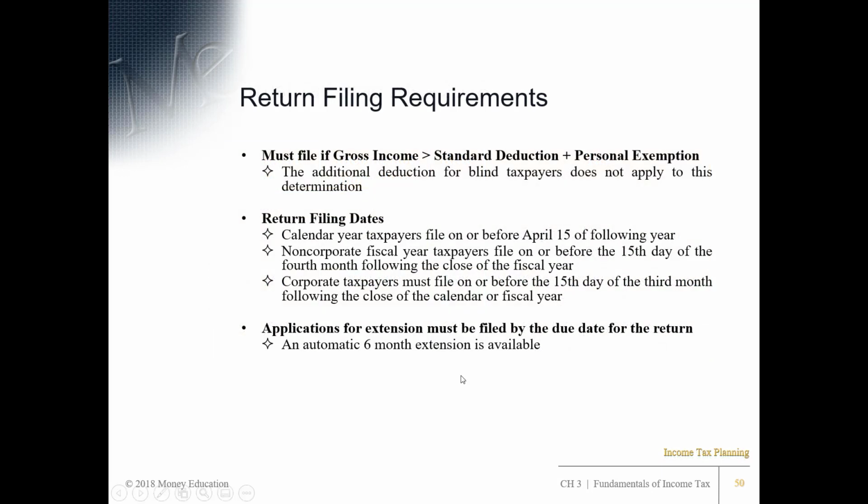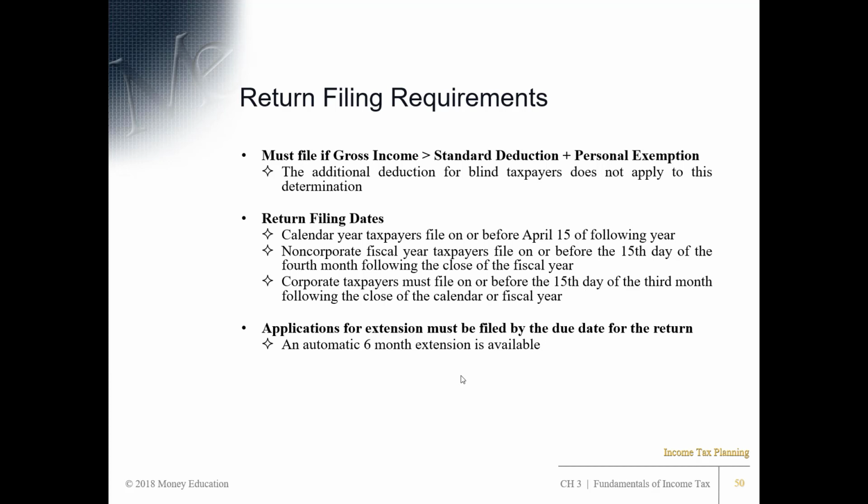So who must file a return? You must file a return if your gross income is higher than the standard deduction post personal exemption. By the way, we have no personal exemption now in 2018. So that means a single individual would file a return if they have more than $12,000. And a married filing joint would be more than $24,000.